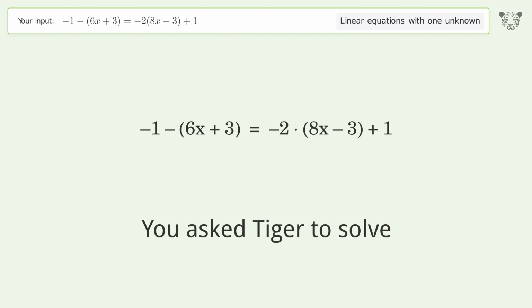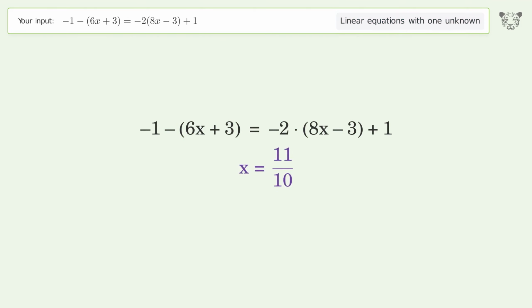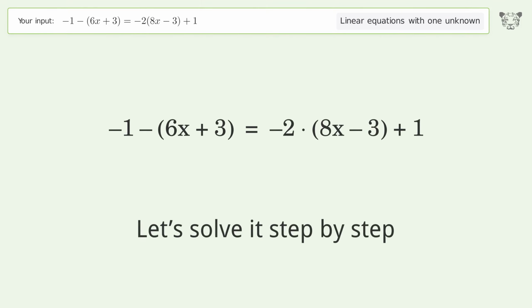You ask Tiger to solve this. It deals with linear equations with one unknown. The final result is x equals 11/10. Let's solve it step by step.